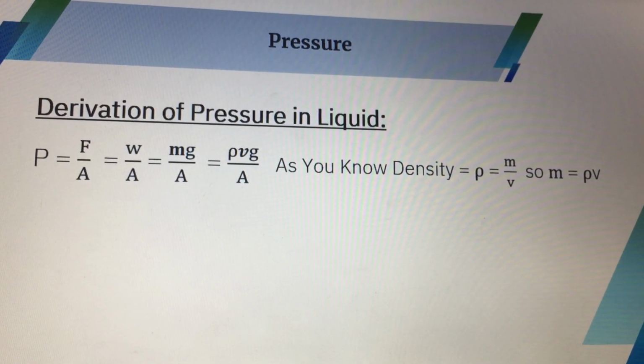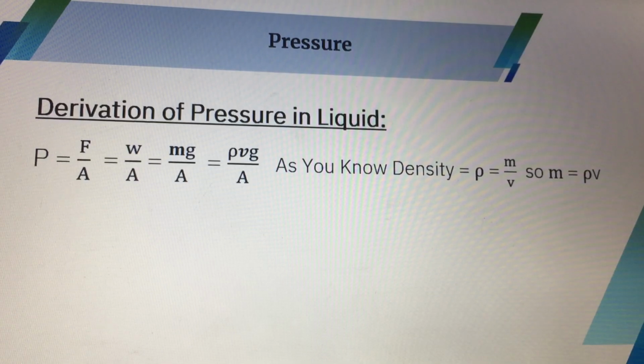And you know very well weight is equal to mg. Weight is equal to mass multiplied by acceleration due to gravity, mg. So the formula becomes P equal to mg upon A.